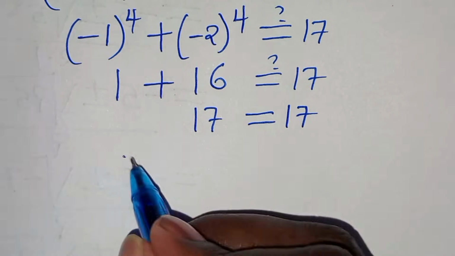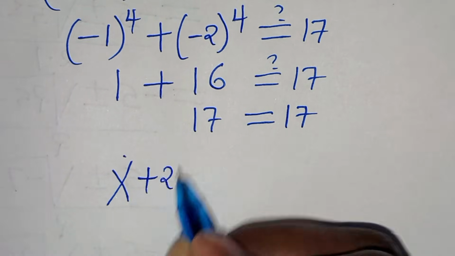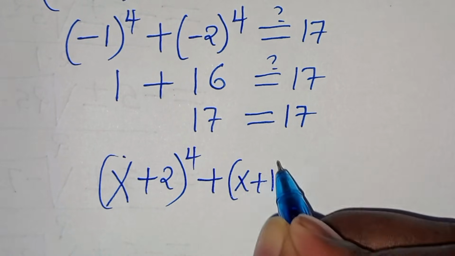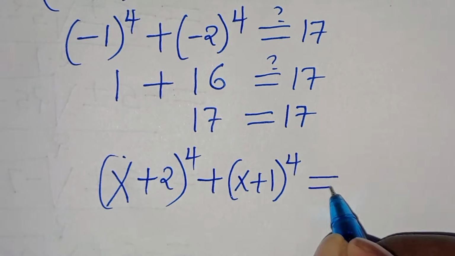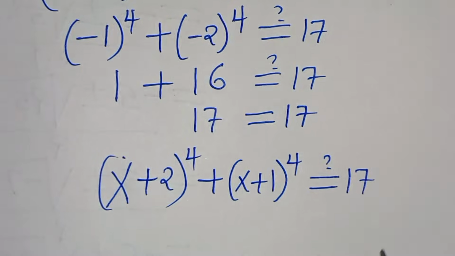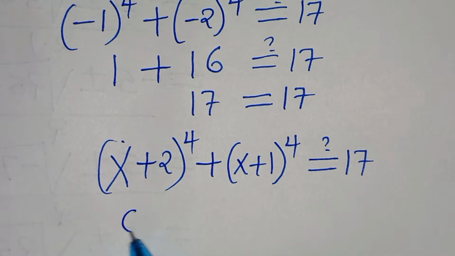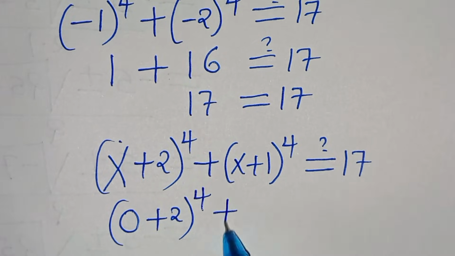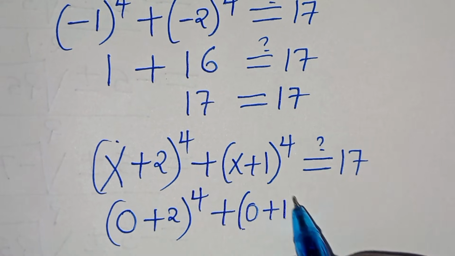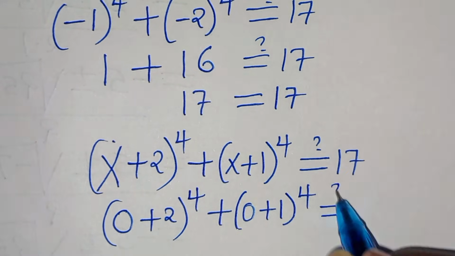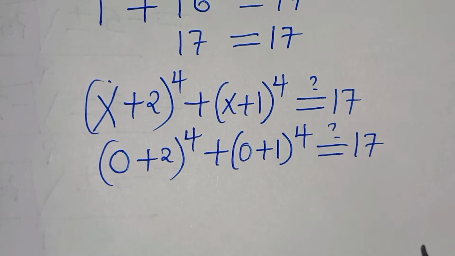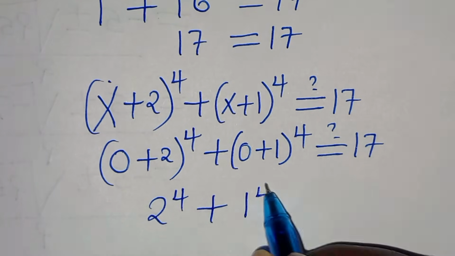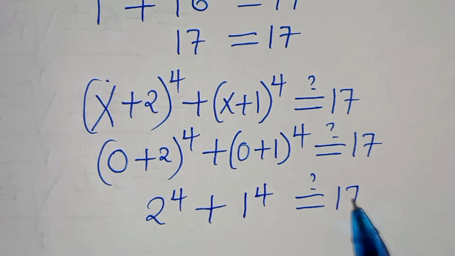So we have x plus 2 raised to the power of 4, plus x plus 1 raised to the power of 4. This should give us a value of 17. In this case, x is 0, so we have 0 plus 2 raised to the power of 4, plus 0 plus 1 raised to the power of 4. This should give us 17. So this is 2 to the power of 4 plus 1 to the power of 4.